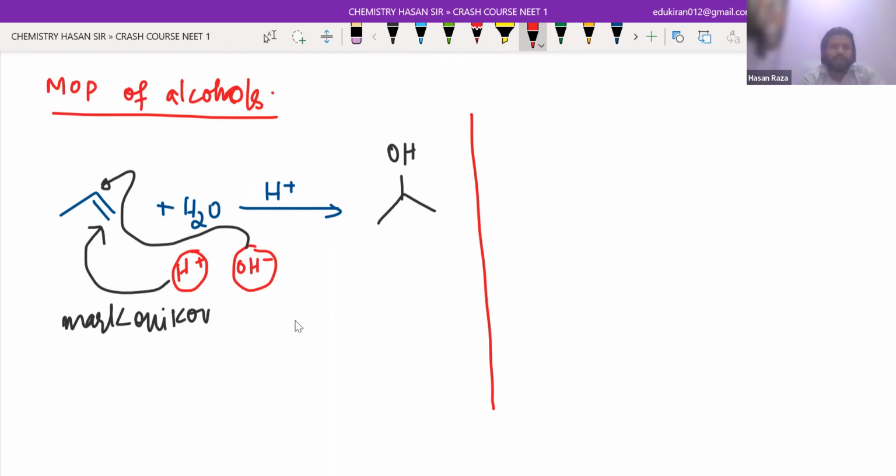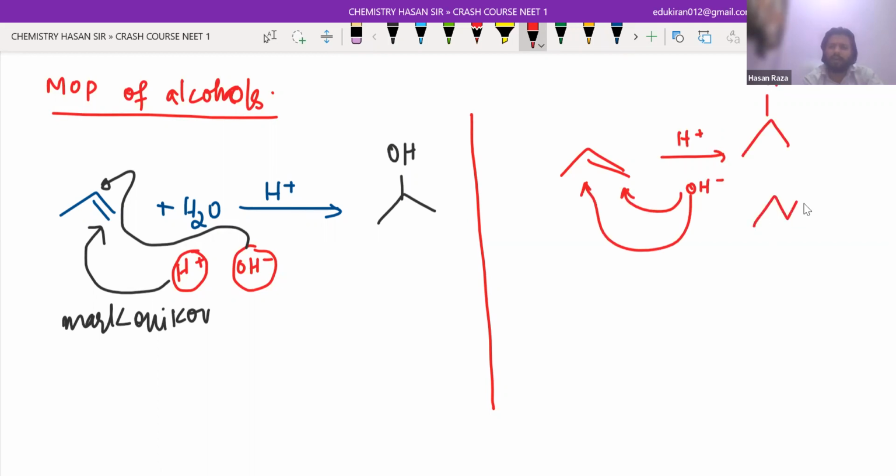There are two possibilities here. Basically, this is your alkene. What happens here? There will be formation of carbocation. There are two probabilities for the product, with H plus and OH minus. OH minus can go here and OH minus can also go here. But this will be the major product and this will be the minor product. It's very simple. Now, I'm going to give you a very easy question.